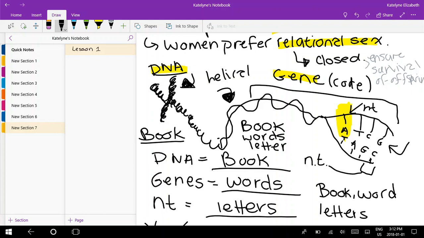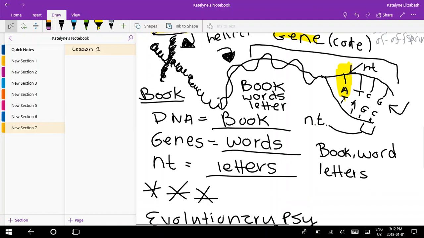Just know this analogy. You will be seeing this on your midterm, almost guaranteed.